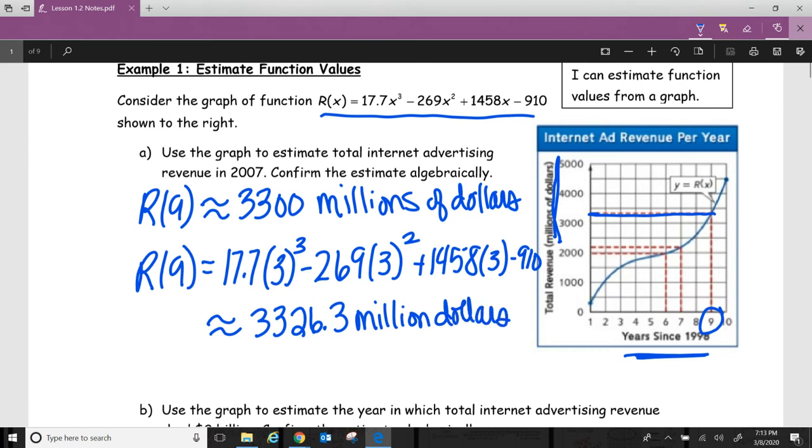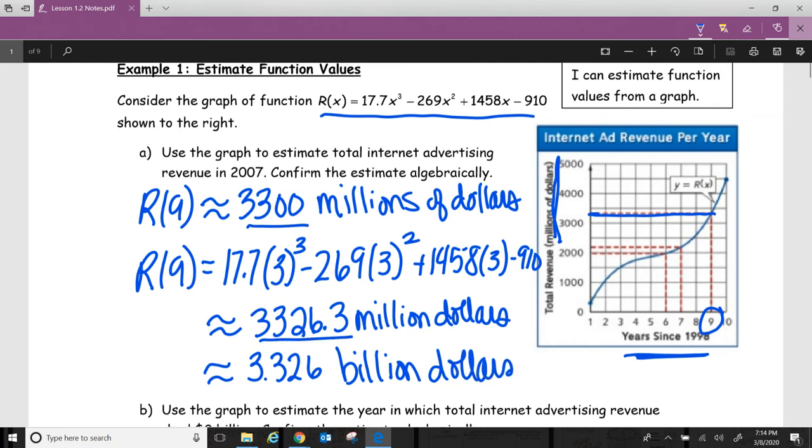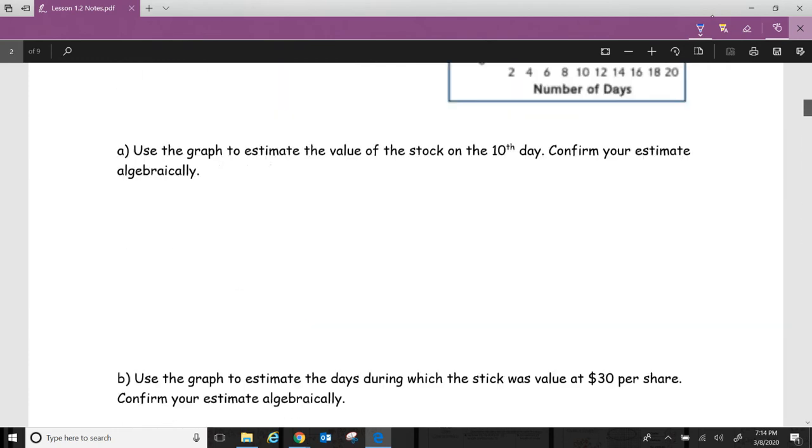All right. How often do we say 3,326.3 millions of dollars? Not often. Typically, once we get past hundreds of millions of dollars and we're into thousands of millions of dollars, we turn it into the next biggest unit. So 3.326, let's call that billion dollars. That's our revenue. So how did we do? Were we close with our estimation from the graph? Yeah, pretty close. I mean, we were off by $26.3 million, but in the context of this problem, that's not a huge number, right?